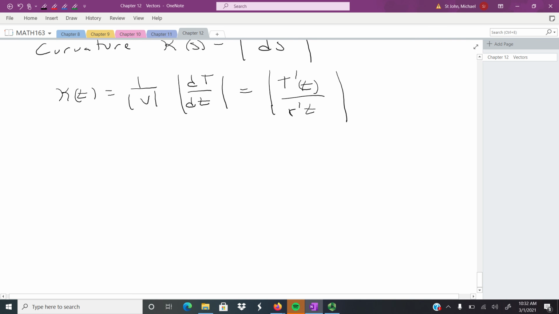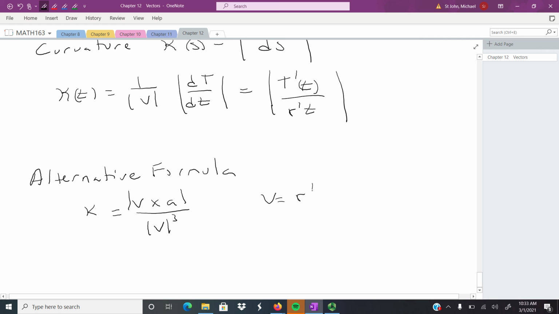And then another way, the other thing they give you is an alternative formula: that kappa is the magnitude of v cross a over the magnitude of v cubed. Right? And so v is r prime and a is v prime, right? And that will conclude this video.